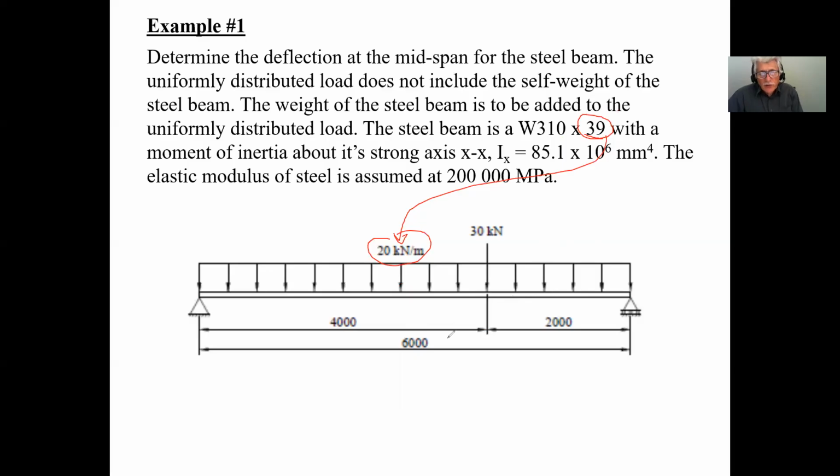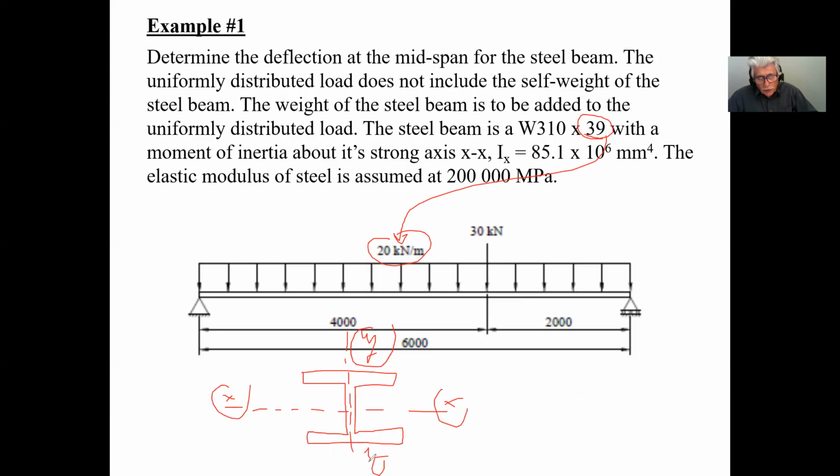Now, the reason why I say Ix, the strong axis, is because when you have a steel beam, and we're going to be doing this, I think, next week when we talk about cross-sectional properties, we represent this as being the X axis, and here we have the Y axis. Therefore the moment of inertia with respect to the X axis is much stronger than the moment of inertia with respect to the Y axis, and we tend to call this the strong axis.